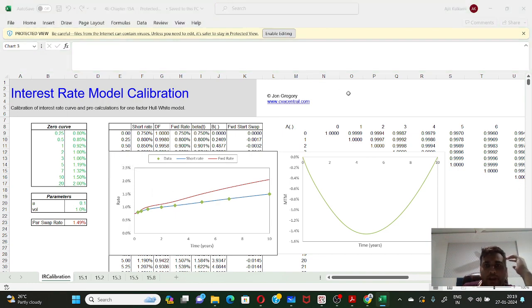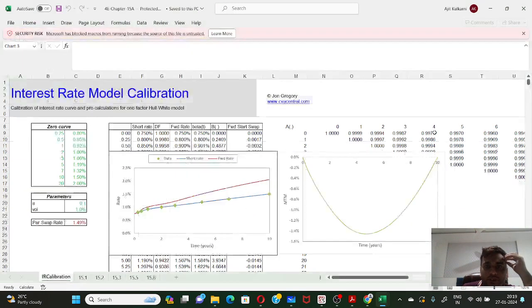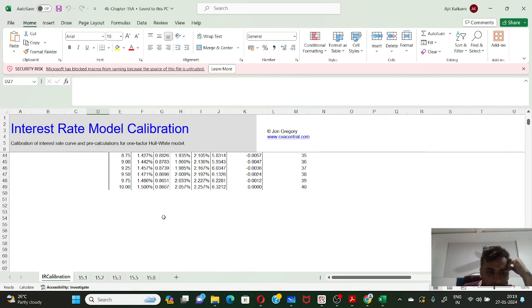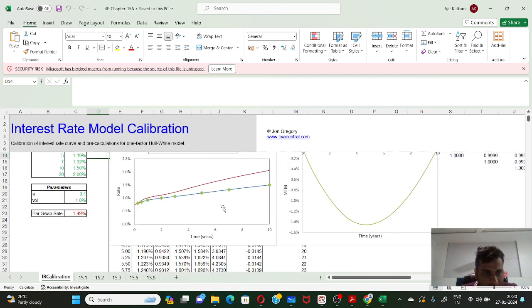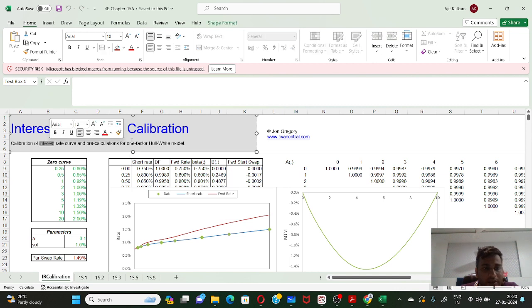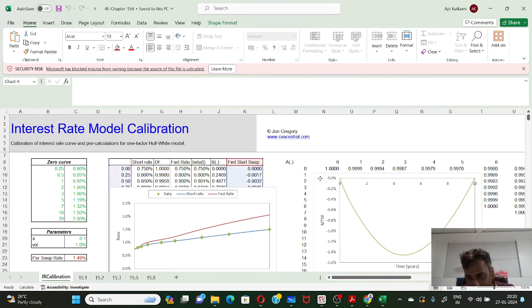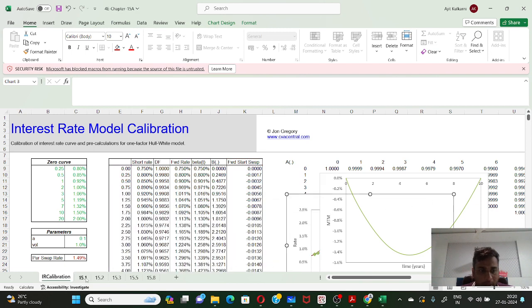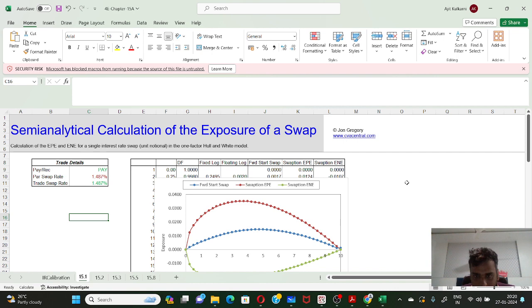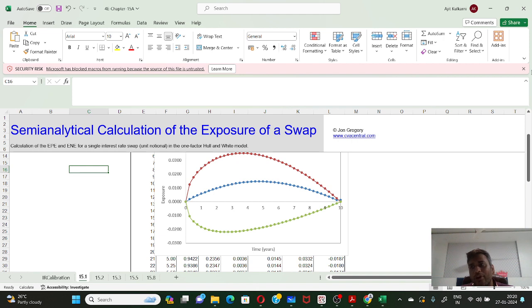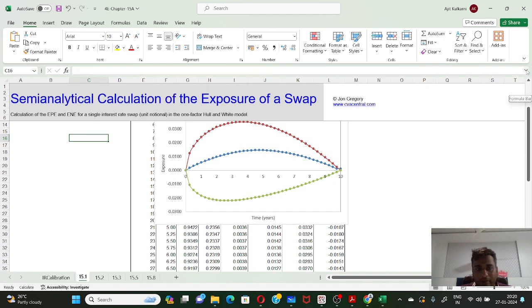Those white papers came up with a few parameters by using certain calibration, and what happens behind that calibration is what this is about. Incidentally, this is also named IR calibration: calibration of the interest rate curve and pre-calculations for the one-factor Hull-White model. A one-factor Hull-White model is used, MTM is calculated, and the potential positive exposure for that is also computed. This is the work that goes on behind the scenes to come up with the white paper which you're seeing for the FRTB.